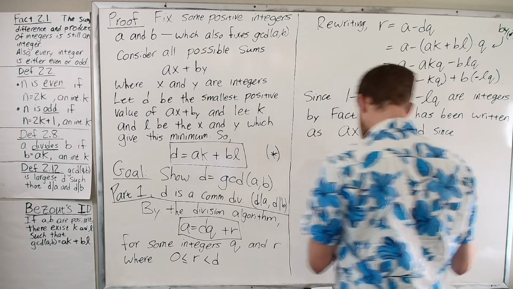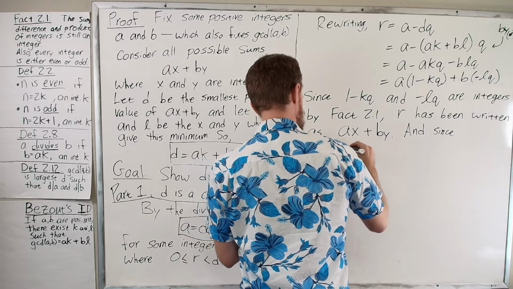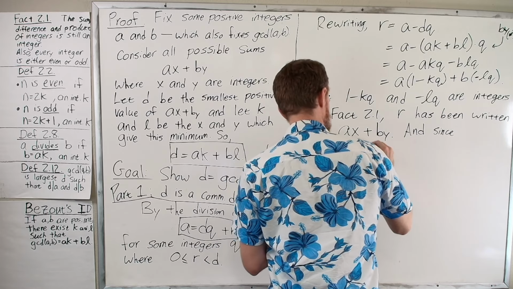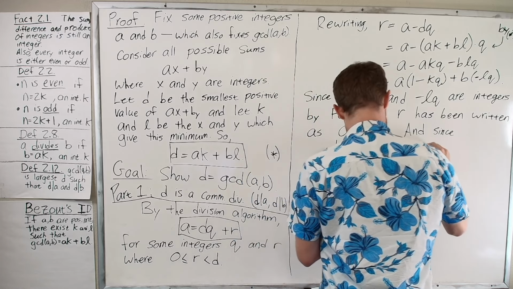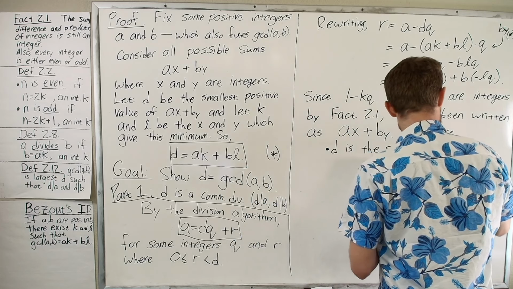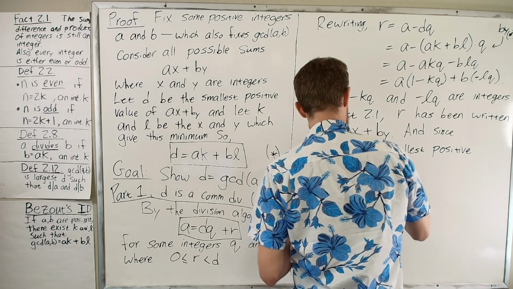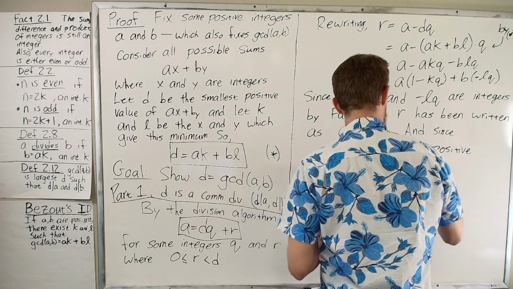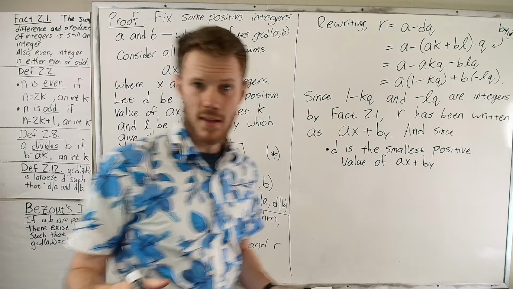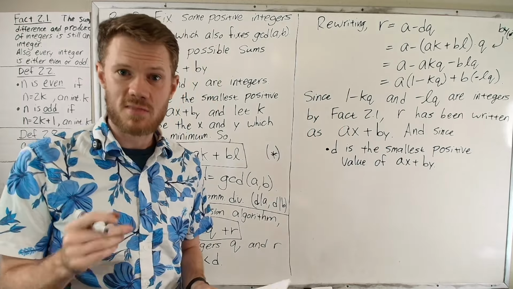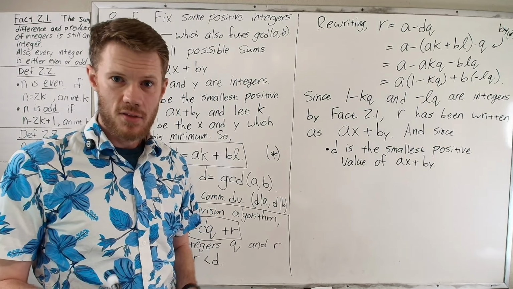Do you have it? It's subtle. So notice two facts. First, D is defined to be the smallest positive value of AX plus BY. So D is the smallest positive value of AX plus BY. It's the smallest thing it can be that's greater than 0.